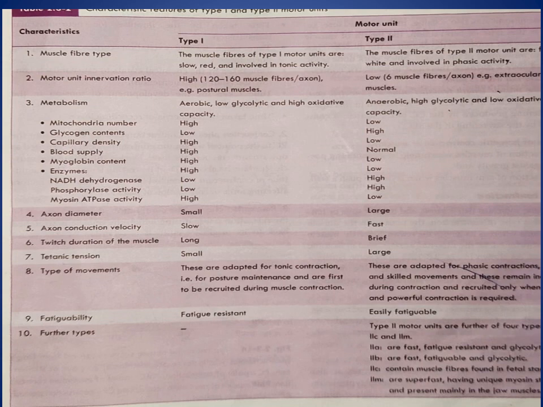Now coming to fatigability, fatigue resistance. So you can see that we can sit and stand for a long duration of time without getting fatigued, but the muscles of the precise movement get easily fatigued. Now coming to the further types, type 1 motor unit has no further type, and the type 2 motor units have further types 2C, 2A, 2B, and 2M. Type 2A are fast, fatigue resistant and glycolytic. 2B are fast, fatigable and glycolytic, and C contains muscle fibers found in fetal stage, and type 2M are superfast, having unique myosin structure and present mainly in the jaw muscle.